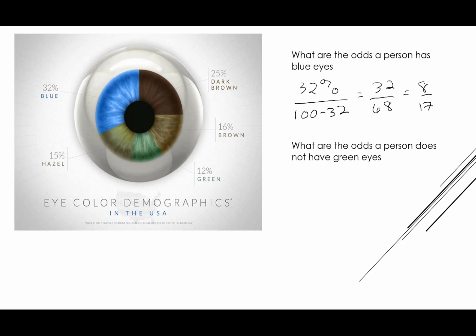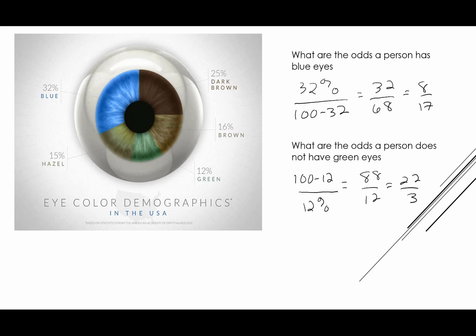Let's try it again, but this time we're going to say find the odds a person does not have green eyes. So not green, we have to look at how many ways could you not have green. So there's 12% of people that do have green eyes. So we're going to put that 12% on the bottom, and we're going to put 100 minus 12 on top. This is 88 over 12, which we can reduce down to 22 to 3.